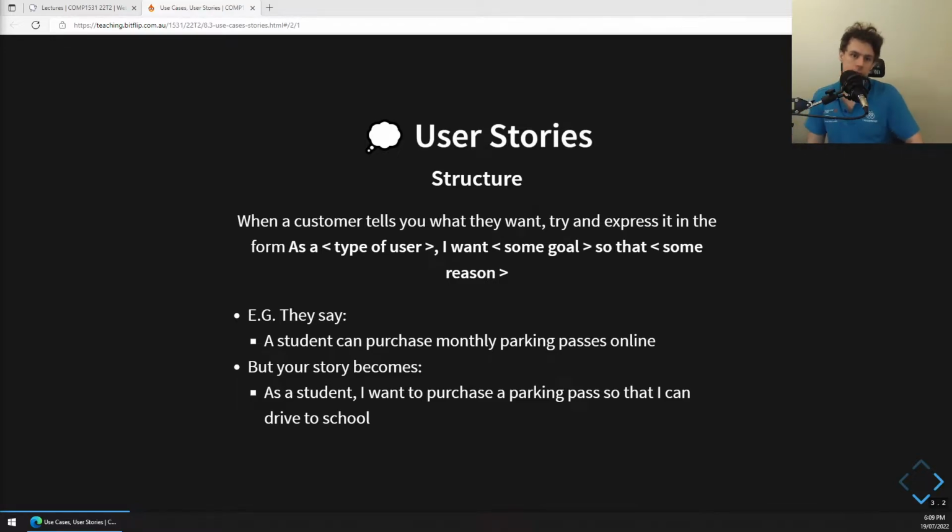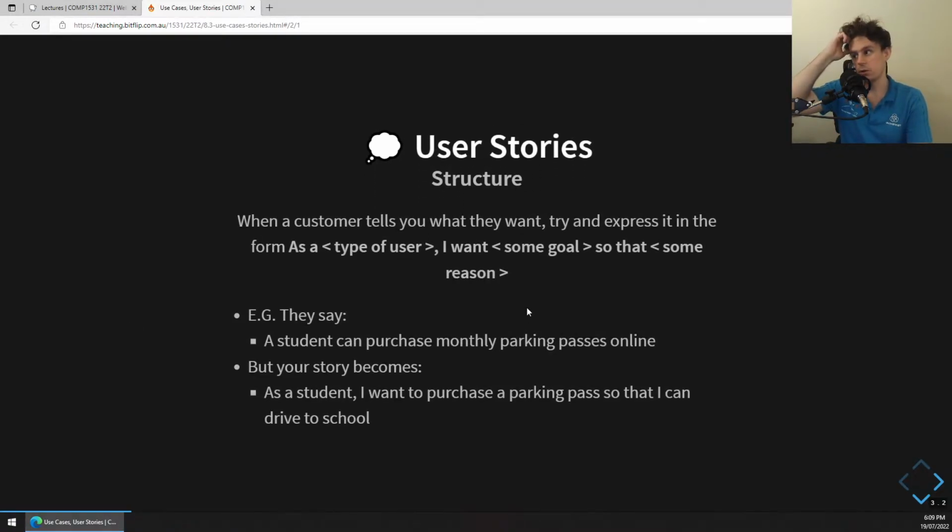So the example here, for instance, is that if a student says, hey, I'd really like to be able to purchase monthly parking passes online to park on campus, that might be an example of a raw requirement that you hear about or receive as part of elicitation. But you might rewrite that as a user story: as a student, I want to purchase a parking pass, that's their goal, so that I can drive to school, which is the reason for the goal. And all of these components are very, very important.